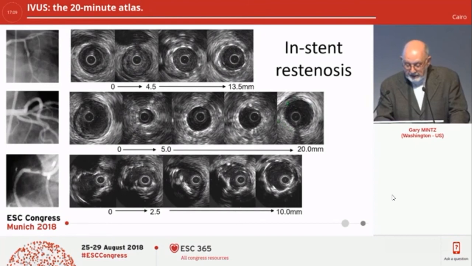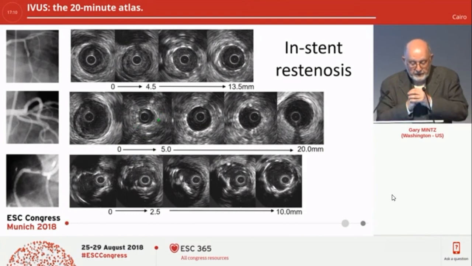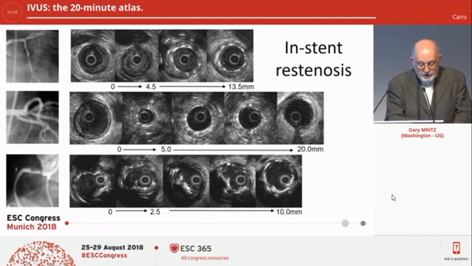So here's the distal LAD, or the mid-LAD. You can see at the site of restenosis, no neointima with a severely narrowed stent that was never expanded at implantation, and then the proximal reference.